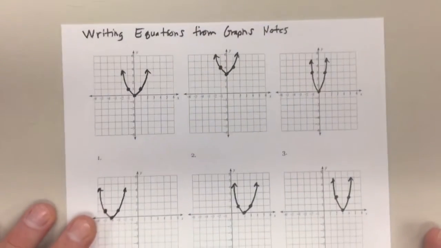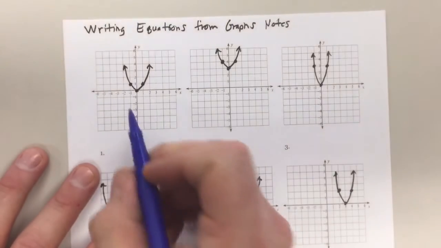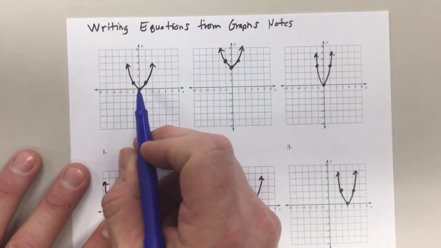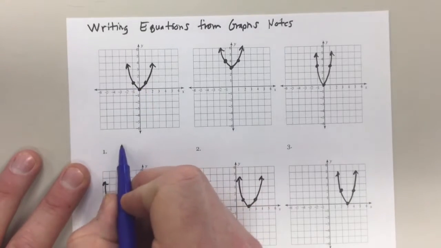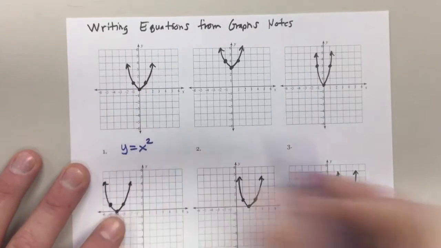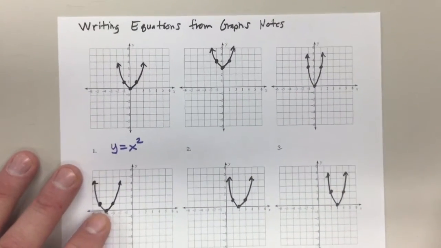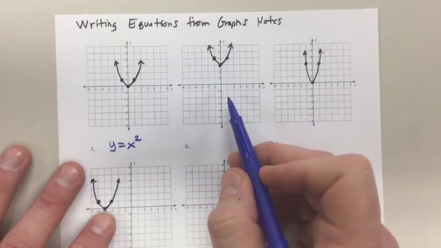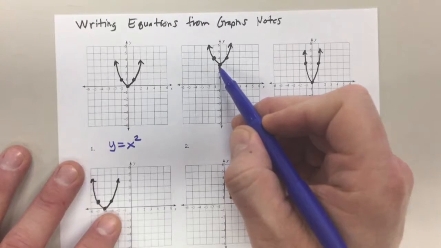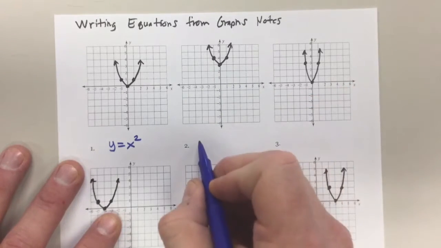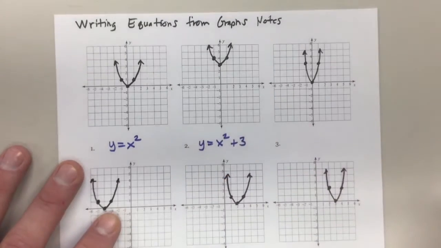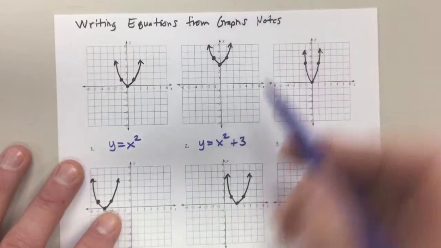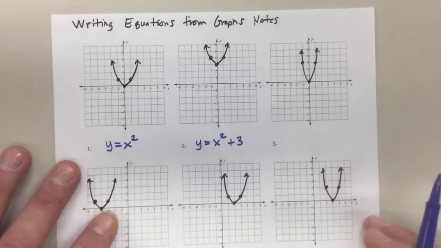So here are some examples. These are on your note sheet. This one, if you notice, it starts right in the middle, then it goes up 1 over 1 to the first point. That is just the normal parabola, y equals x squared, the very first one we learned. Example number 2, you'll notice the whole parabola is moved up 3 units. So the equation for this one is x squared plus 3. Remember, if I want to move the parabola up or down, I just add a number to the end, or subtract a number.